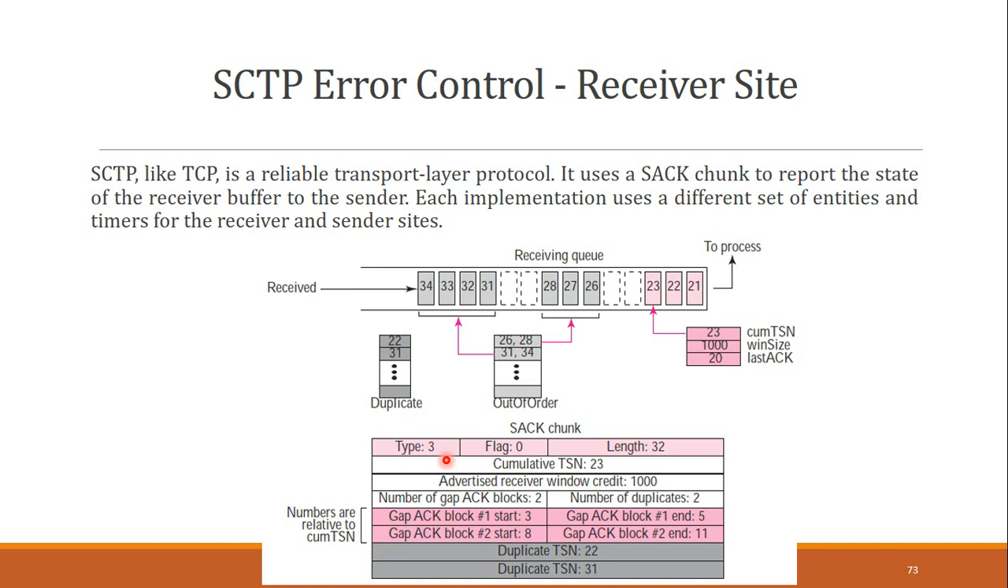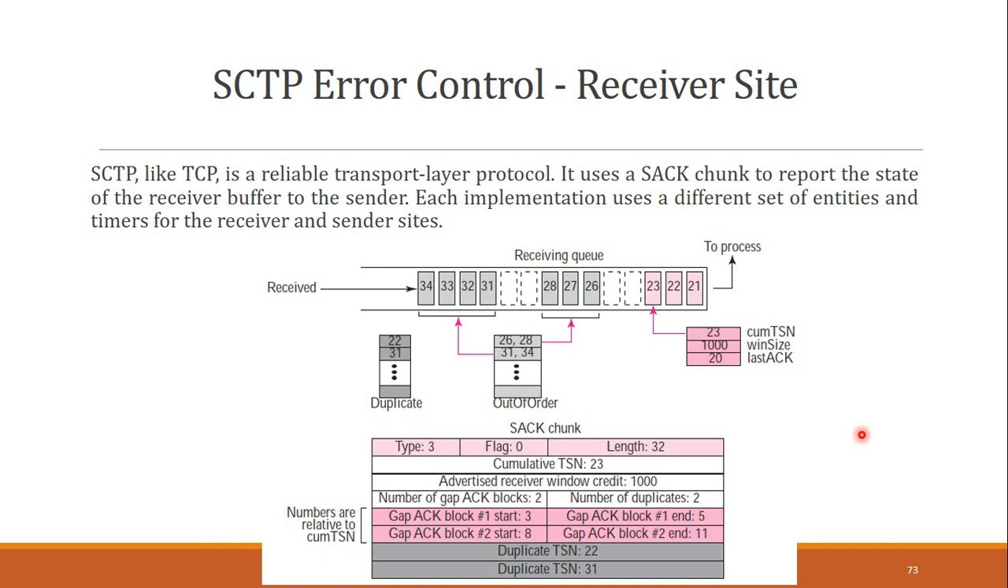Now, over here at the receiving side, the receiver stores all the chunks that have arrived in its queue, including the out of order ones. However, it leaves some spaces for the missing chunks.